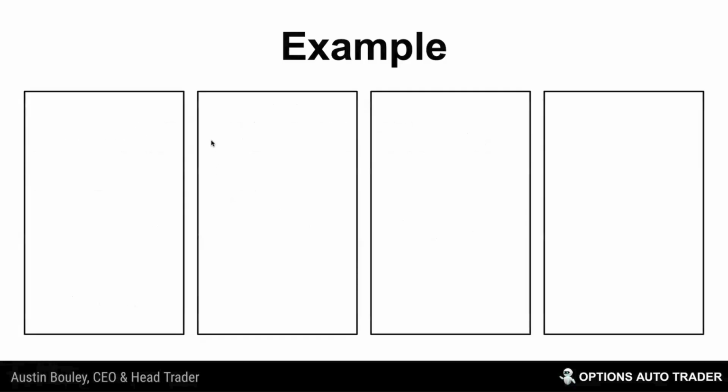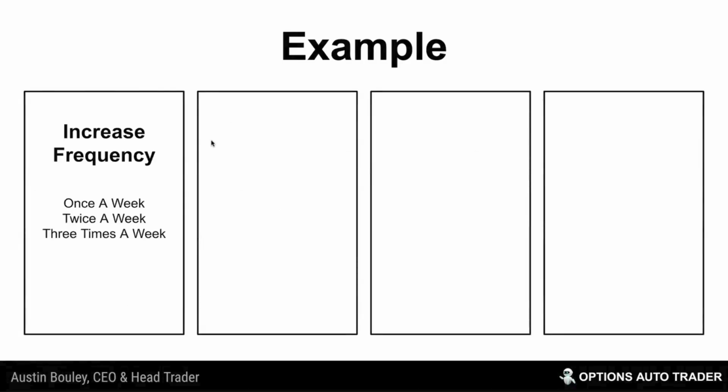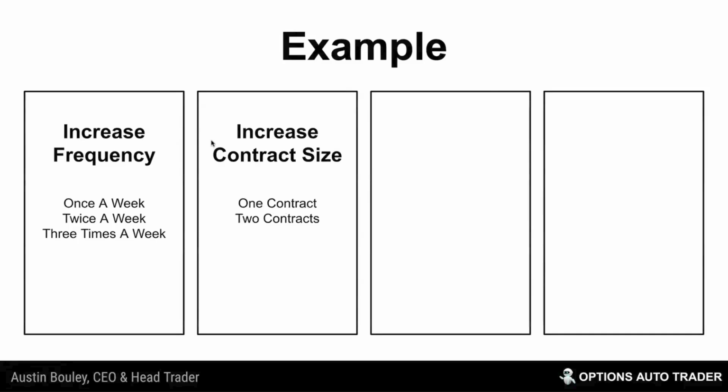And so what do we do? We look at our winning bots. Can we increase the frequency? Are there any of these long-term bots that we can increase? Maybe we're doing once a week. Let's bump them up to twice a week. Maybe we're already running 3 times a week for the frequency. Cool. The next question is, okay, can we use this 8 grand to increase the contract size? Yeah, let's increase it from 1 to 2 or 2 to 3 or something like that.